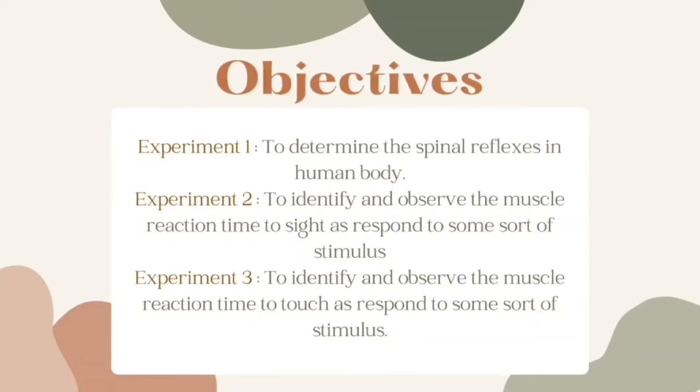So let's move on to the objectives of this experiment. For experiment 1, we want to determine the spinal reflexes in the human body. For the second experiment, we want to identify and observe the muscle reaction time to sight as a response to some sort of stimulus. And for the final experiment, which is experiment 3, we want to identify and observe the muscle reaction time to touch as a response to some sort of stimulus.